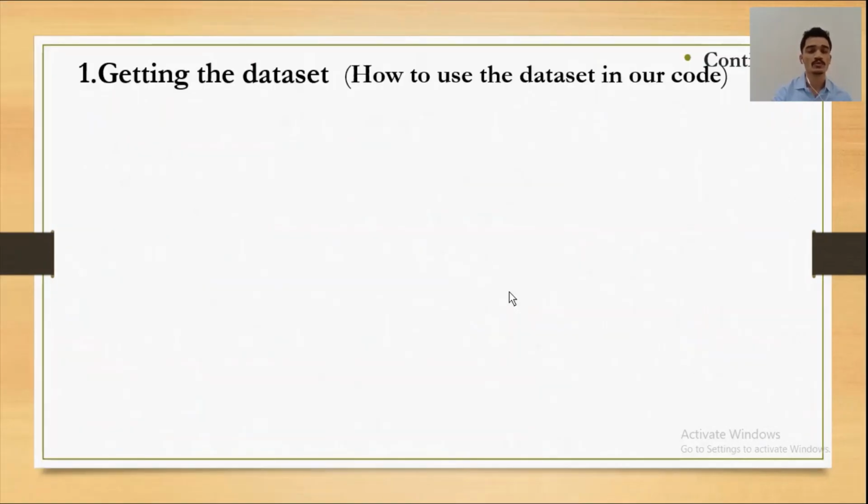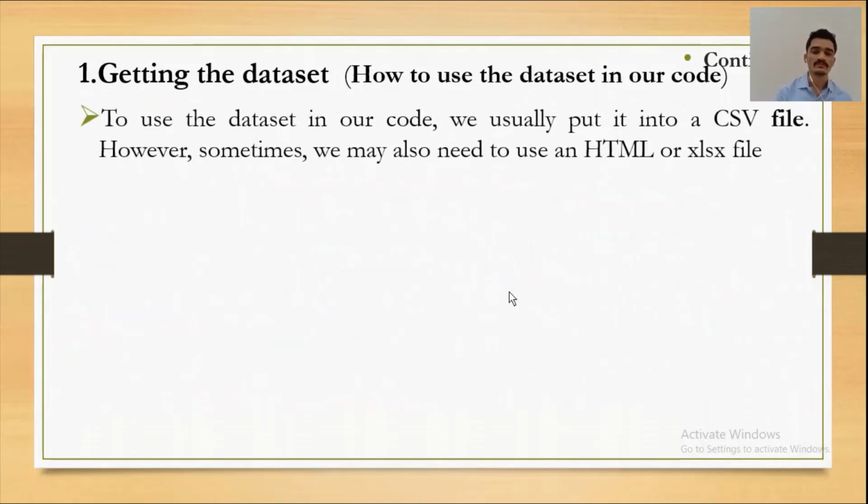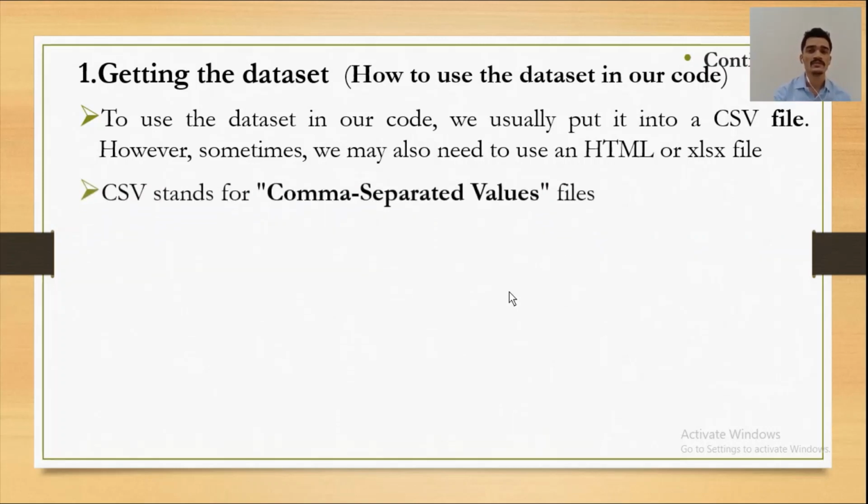Next, how to use the datasets in our code. To use that dataset, we just have to put it into a CSV file. We can also use HTML or XML files. CSV is nothing but comma separated values, and HTML is hypertext markup language. This is the first step.